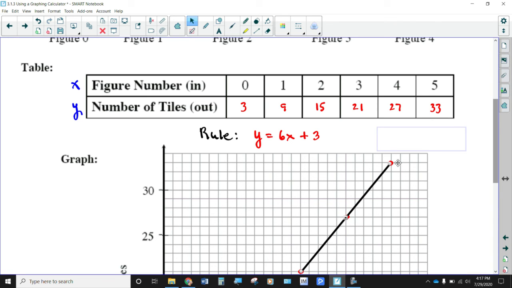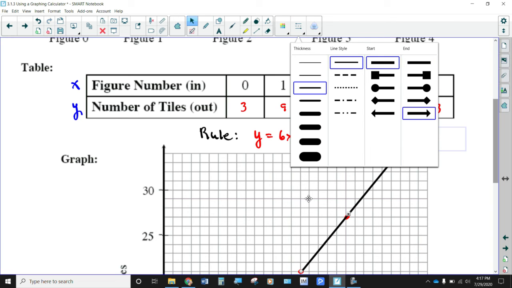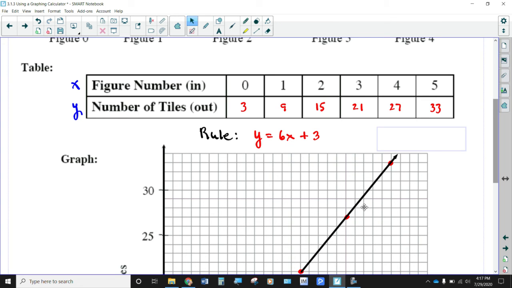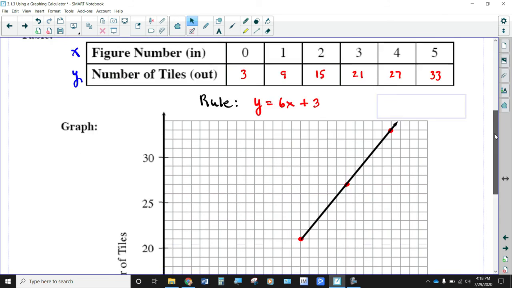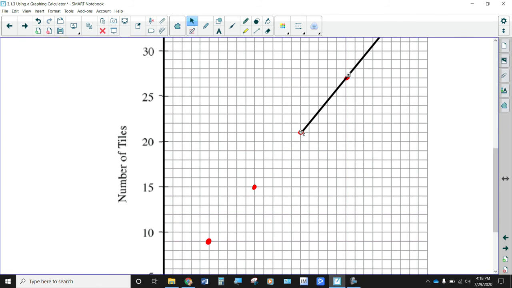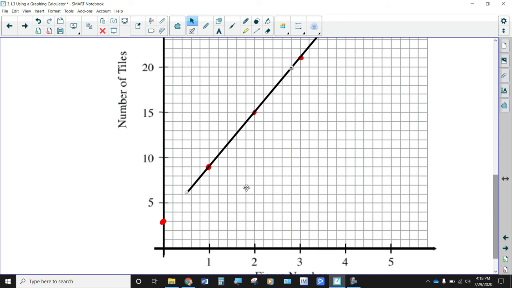Like, did we stop with figure 5? Could it have gone on to figure 6? Could there be an infinite number? Maybe we should have this line go on forever in that direction. Do we ever have a negative figure number? Does that apply in this situation? Probably not. So maybe we won't have the arrow going in the other direction.